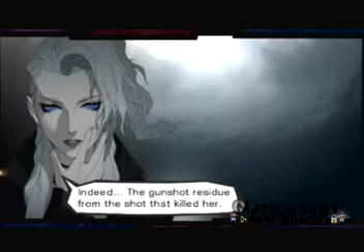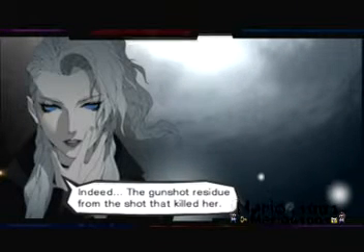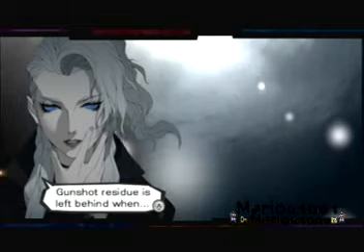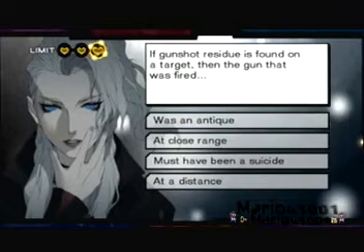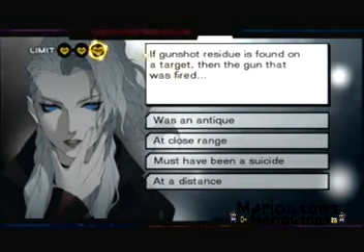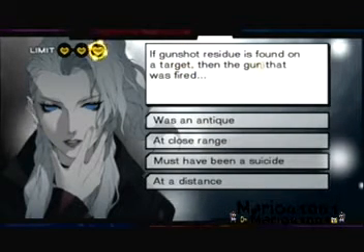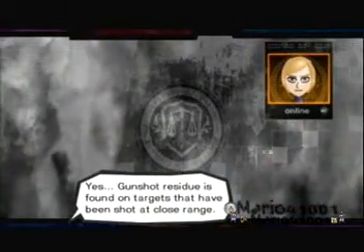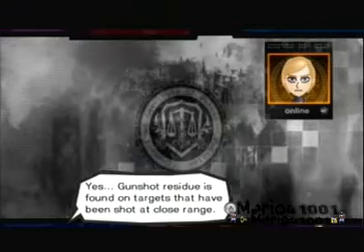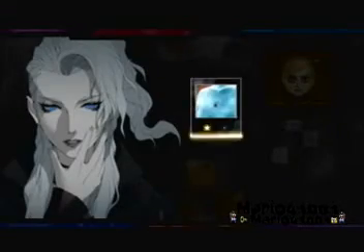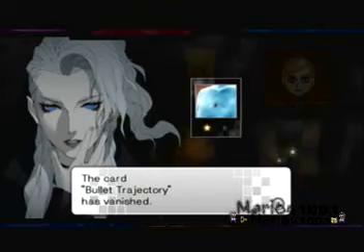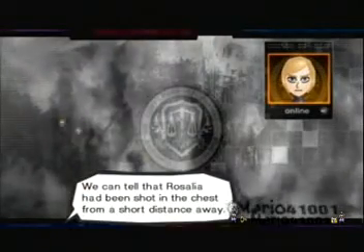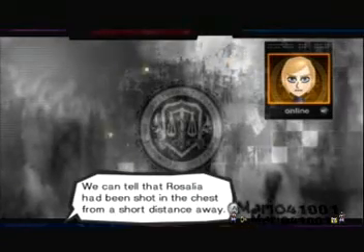Indeed, the gunshot residue from the shot that killed her. Gunshot residue is left behind when... Yes, gunshot residue is found on targets that have been shot at close range. We can tell that Rosalia had been shot in the chest from a short distance away.